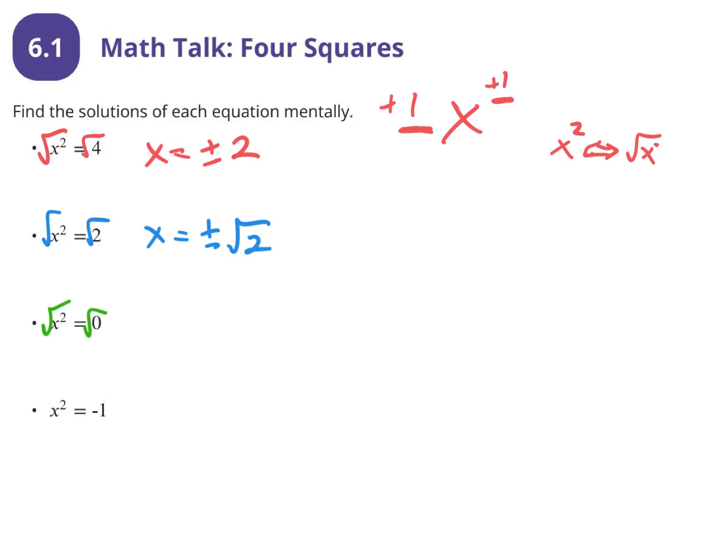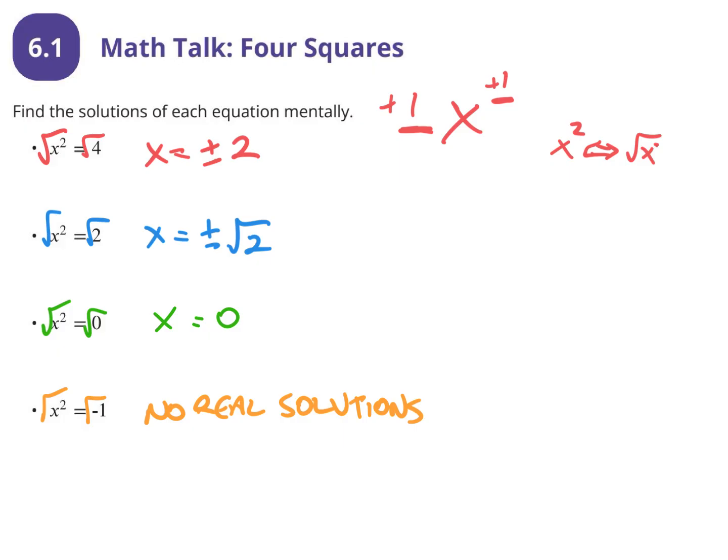Take the square root of both sides. The square root of 0 is 0. The square root of negative 1 is no real solutions. Later on in this unit, we're going to introduce you to a new number system where we'll be able to solve this one. But for right now, there are no real solutions.